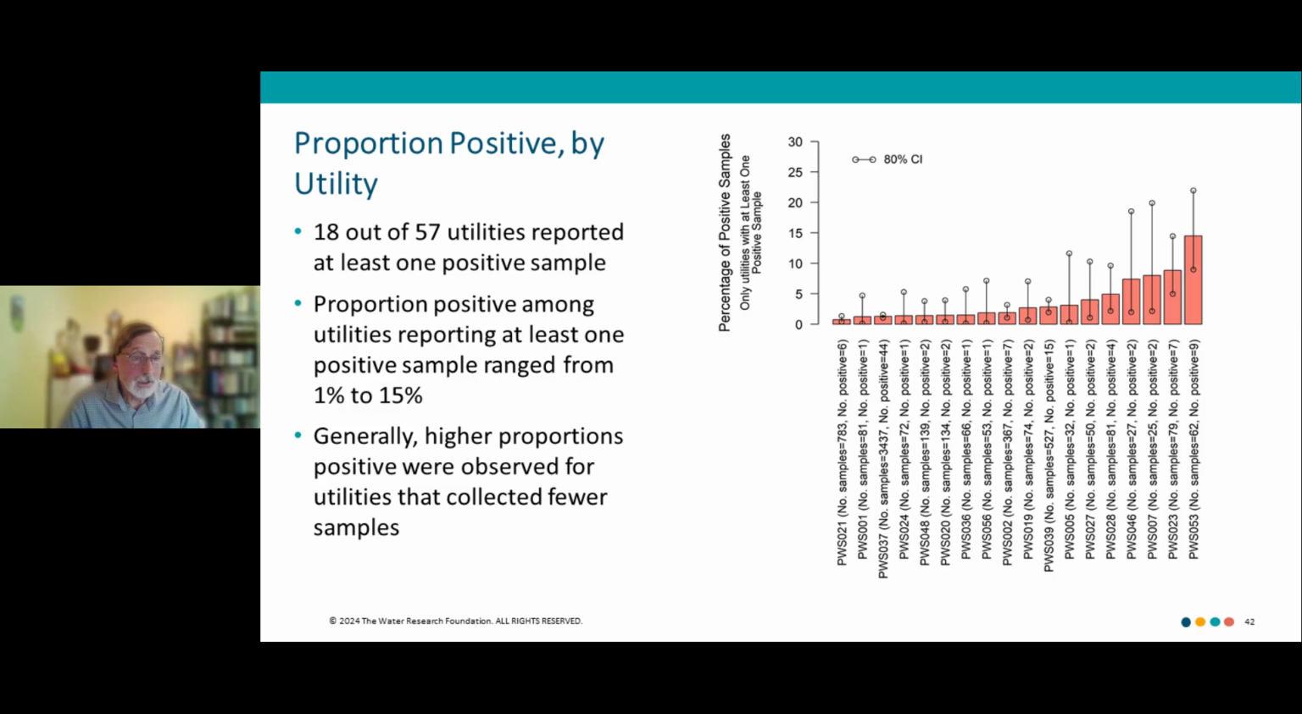18 out of 57 utilities reported at least one positive sample. The proportion positive among utilities reporting at least one positive sample was between 1 and 15%. And generally, we saw higher proportions positive if utilities collected fewer samples. And this is a pretty simple statistics hurdle to jump over. If you have fewer samples, one positive sample is going to make you look much worse than perhaps you are. So it's an indication that more monitoring is needed. And yeah, maybe you do have 15% positive, or maybe you have sites that you need to address, and your overall positivity rate is not that high.